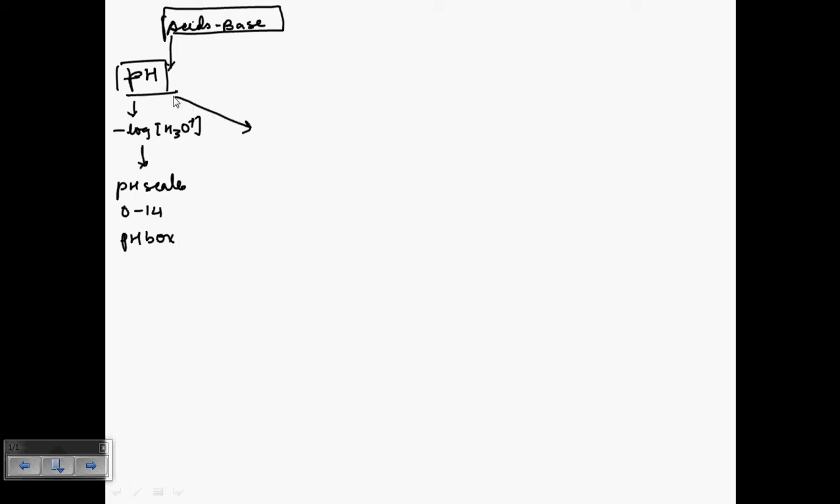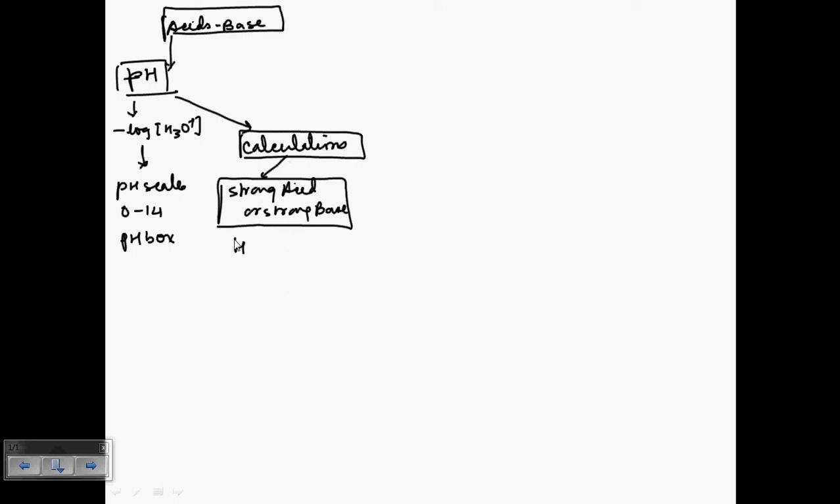And how do you do pH calculations? You can do pH calculations for strong acid or strong base. It's easy, because in strong acid and strong base there's complete dissociation, so you can assume if you have 1 molarity of acid, it will make 1 molarity of H plus as well, and you just do negative log of that. Similarly, in case of base, you can make the same assumption.